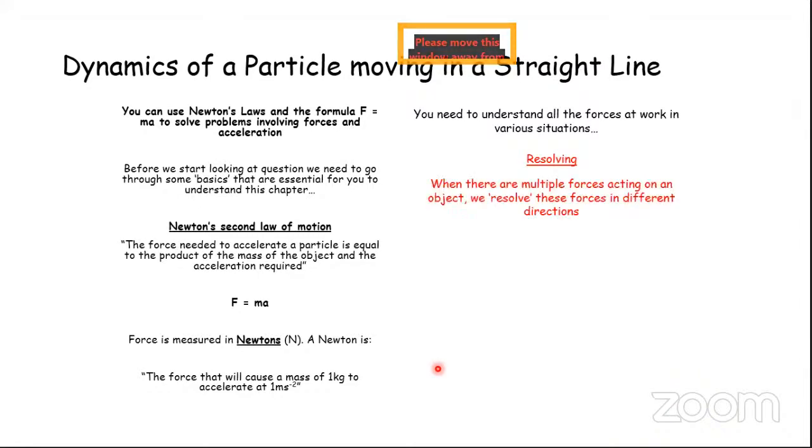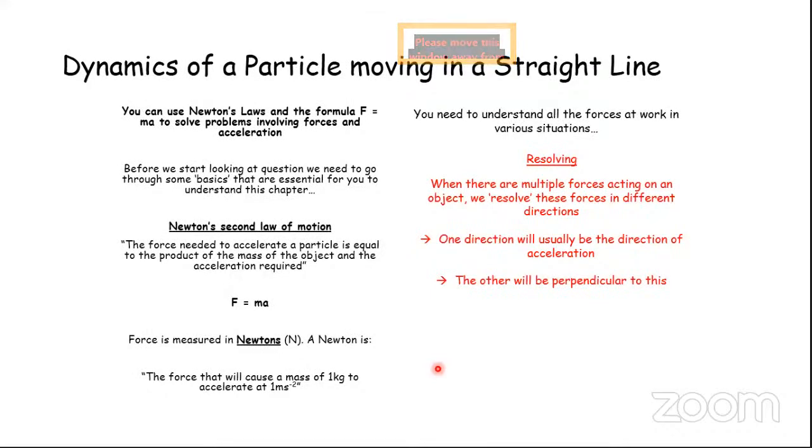When we come to the part of resolving, when there are multiple forces acting on an object, we resolve these forces in different directions, like we did in the previous lesson, where we resolved vertically and horizontally. One direction will usually be in the direction of acceleration, which we take to be positive. The other will be perpendicular to this, at 90 degrees to the direction of acceleration or direction of movement.